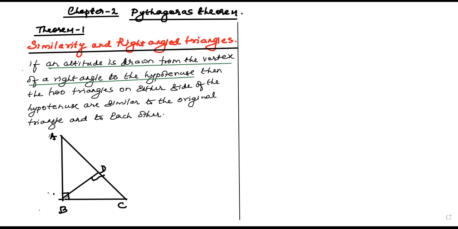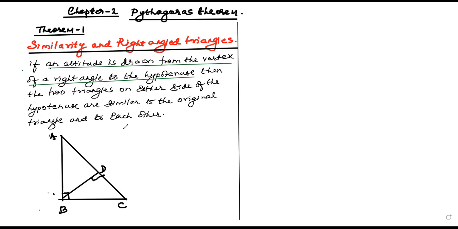Here B is the vertex of the right angle. From this B, a perpendicular is drawn to the hypotenuse, side AC. Now, can you see two triangles are formed on either side of the perpendicular? The theorem says these two triangles are similar to the original triangle and to each other. In short, तीनों triangle जो बना है figure में, अभी totally तीन triangle है, तीनों triangle आपस में similar हैं. And now we are going to learn to prove it.